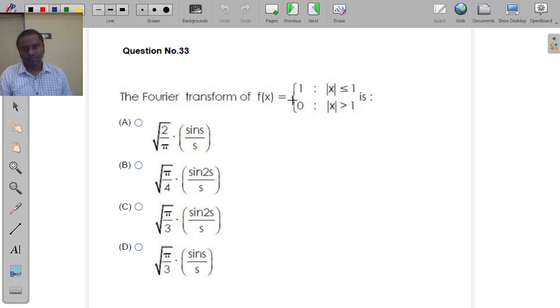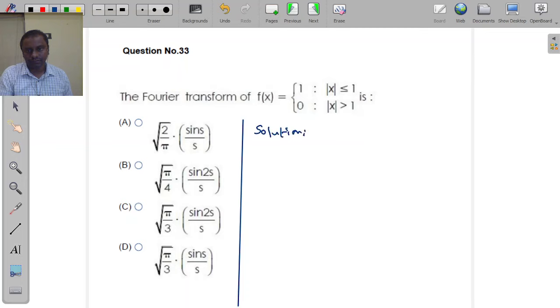The Fourier transform of f of x equal to 1 for mod x less than or equal to 1, 0 for mod x greater than 1. This is a rectangle signal, we need to calculate the Fourier transform. Solution. Given signal is the rectangle signal.